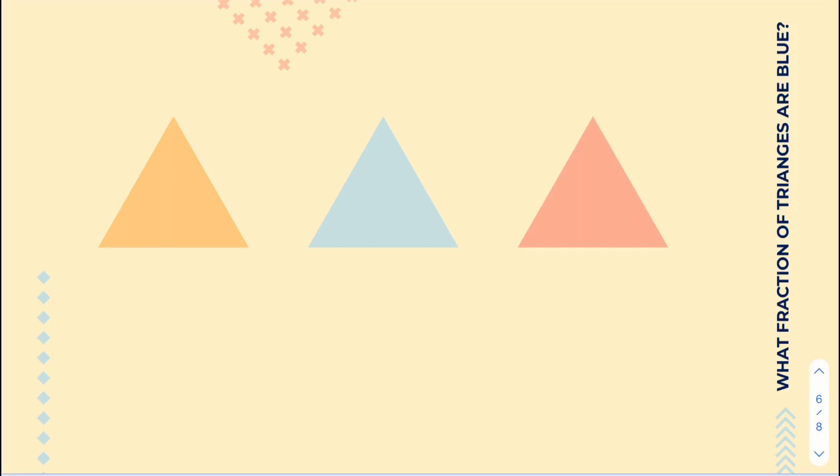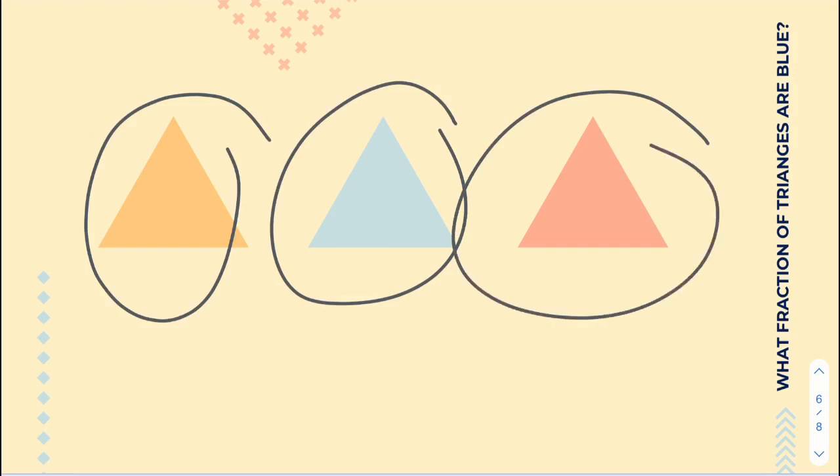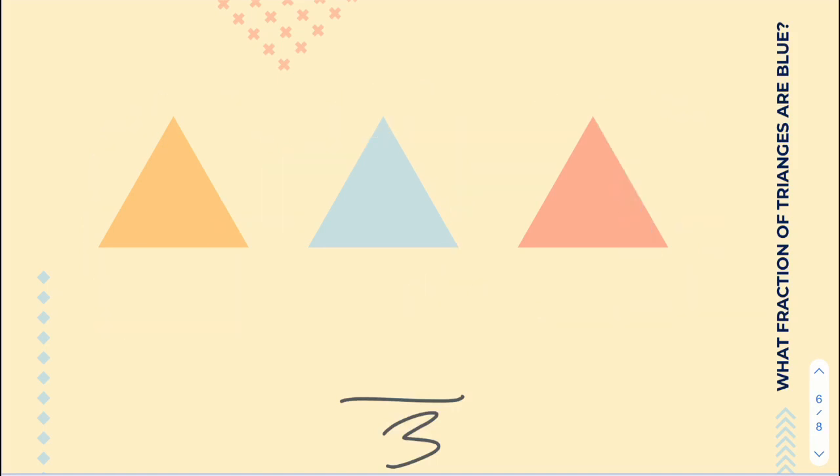So we have to say there are 1, 2, 3 whole triangles, right? So my denominator, my bottom number would be 3. And then how many of them are blue? There would be just 1, right? So sometimes they're going to give you objects or shapes and you have to decide the fraction that they are asking about. So remember, numerator is what they're asking about, whether it's a color, whether it's a number. Then the denominator is how many there are total.